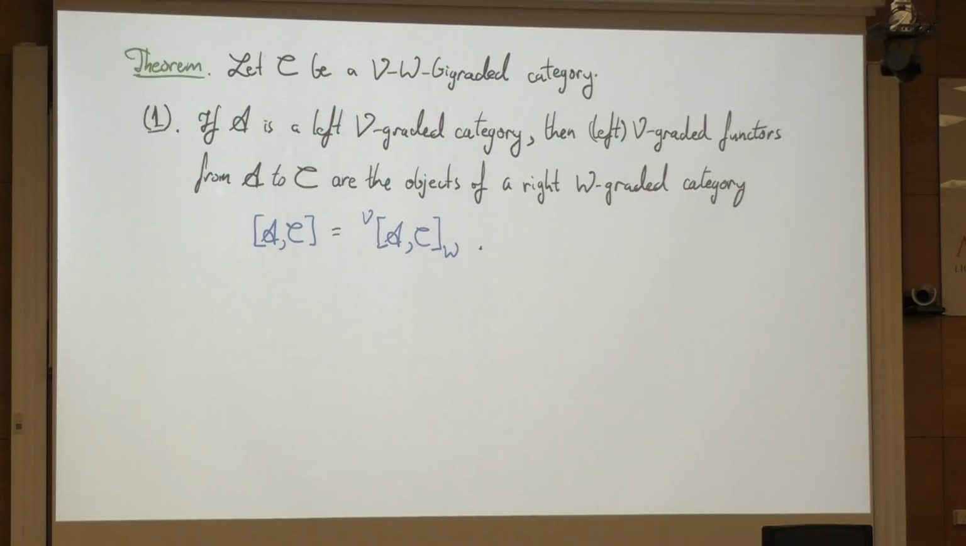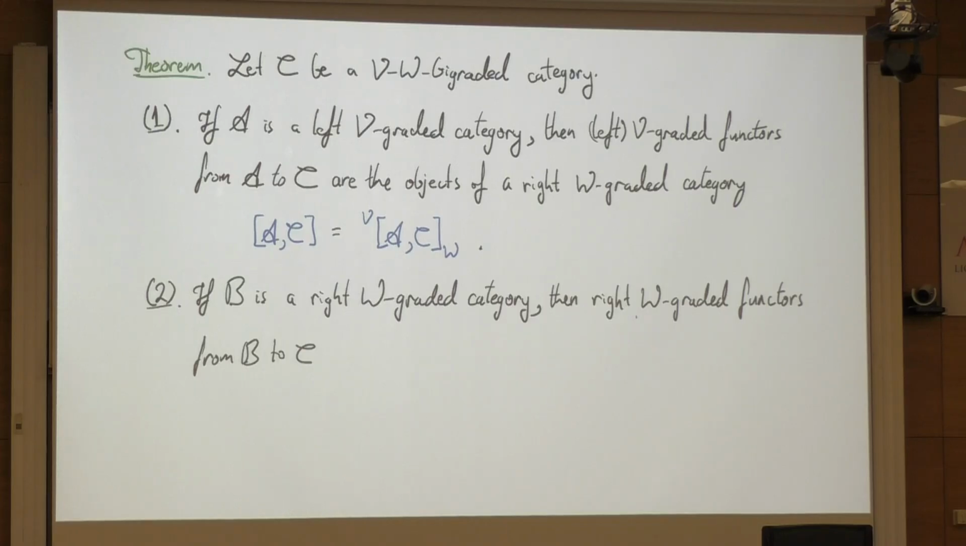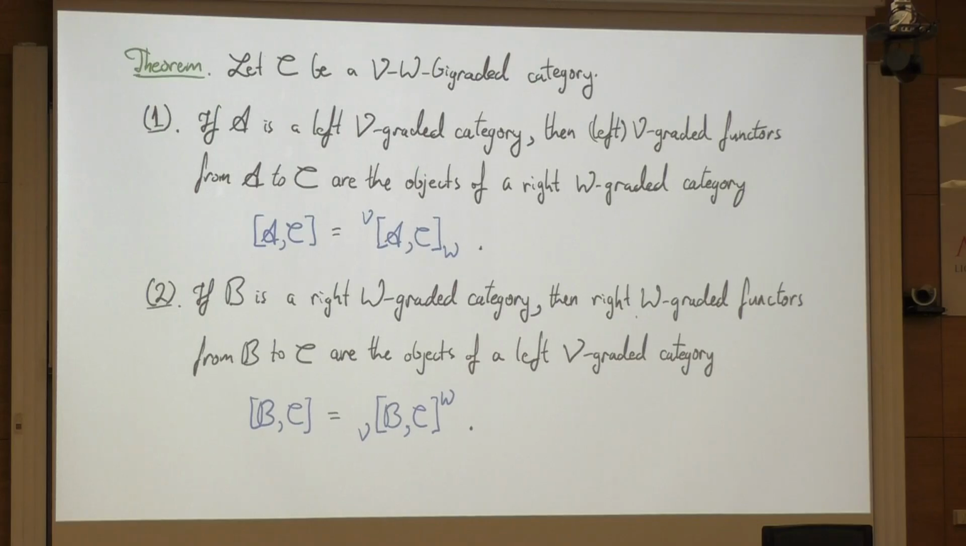So, usual functor category notation, but I have this superscript and subscript, V and W, indicating that in some sense, this eats the left V grading and exposes right W grading. And similarly, if B is a right W graded category, then right W graded functors from B into C are the objects of a left V-graded category, for which we use this notation.